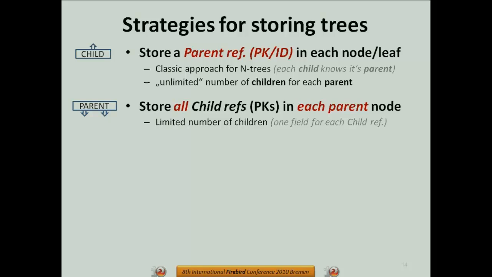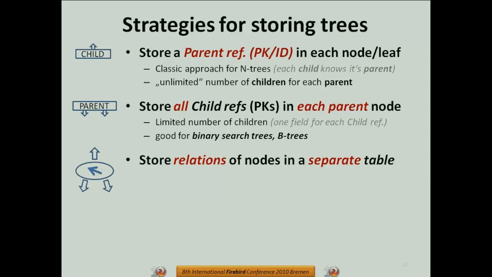So here you have obviously a limited number of children, because you need one field for each link to a child. But as I said, they're very good for binary trees. And you can also do this, which is kind of a mixture. You just store the relations of the nodes in a separate table from the entire data. So you can basically do whatever you want in any direction of pointers. You just have little relation records that say this ID is child of this ID, or this ID is parent of this ID. And this is actually the most flexible way of storing trees.